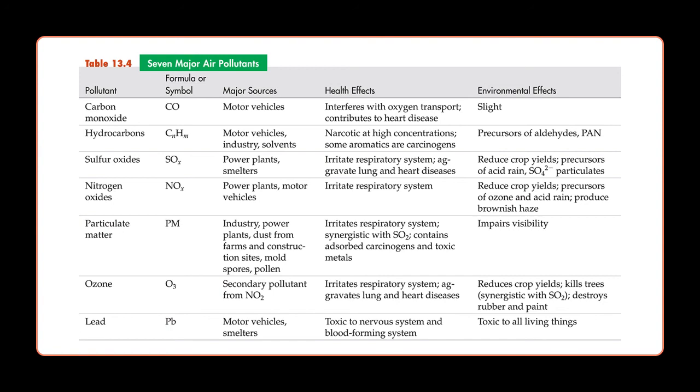Sulfur oxides, those come from power plants. They can irritate our respiratory system, but largely are responsible for things like acid rain. The same thing can be said for nitrogen oxides, although largely those come from motor vehicle emissions. Particulate matter, the biggest problem is that it can irritate our respiratory systems. It can also help degrade visibility. Ozone is a secondary pollutant. It can irritate our respiratory system, but act as a greenhouse gas in the troposphere.